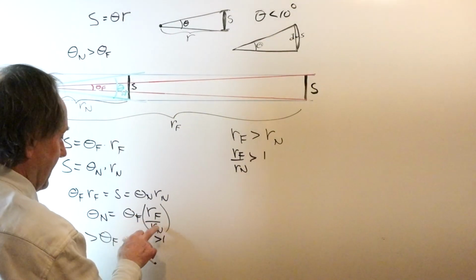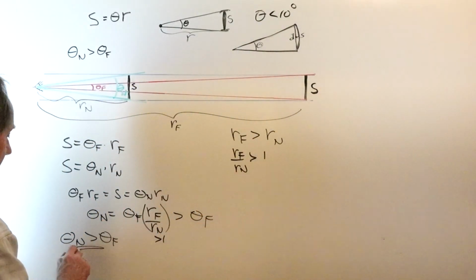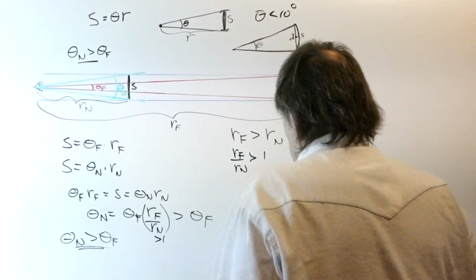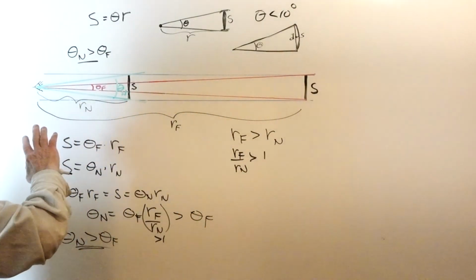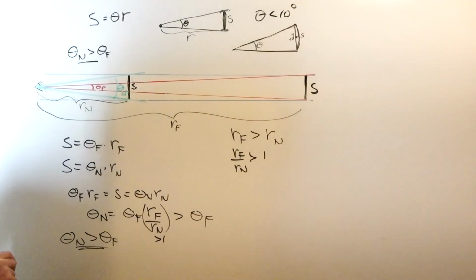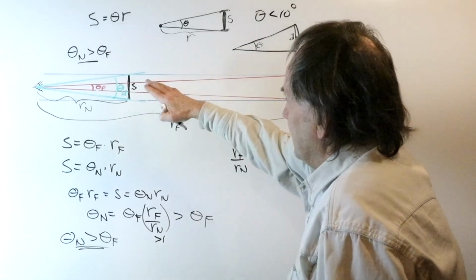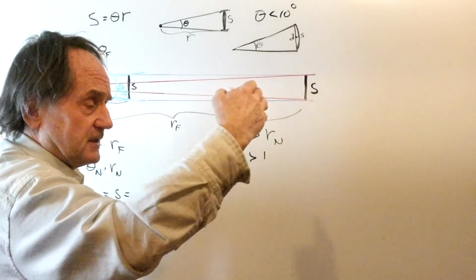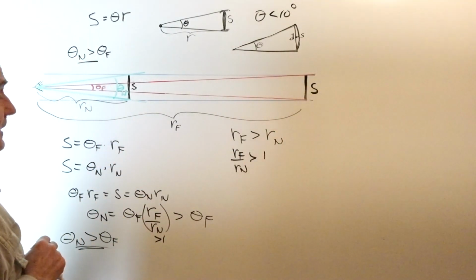This theta f times a number greater than 1 is greater than theta f. So Rn is greater than theta f, as we can plainly see from the diagram. So this is the fundamental equation for perspective that we'll be using later on. Very important equation, and it relates perceived size of an object as a function of the distance from viewing.